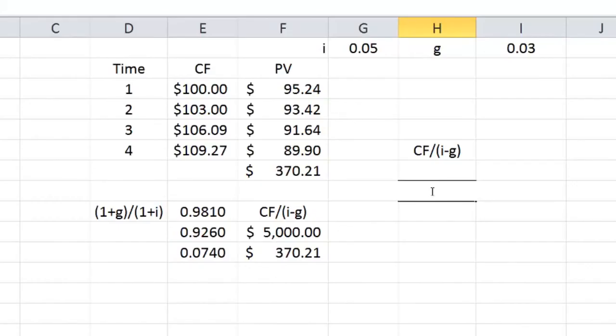So if this were a growing perpetuity rather than an annuity, we have 100 divided by I minus G. And we expect this to be much higher because you have this infinite stream of cash flows as opposed to just 4 cash flows. So that value would come out to be $5,000. So if you're receiving $100 to start with, the payment you're going to receive grows by 3% per year, and we assume a 5% discount rate, you'd be equally happy receiving that infinite stream of cash flows as you would receiving $5,000 now.